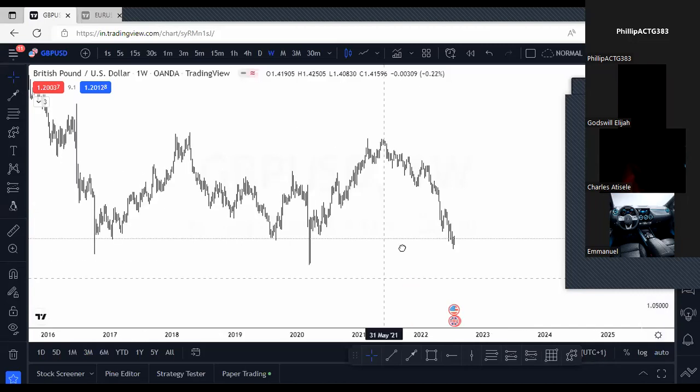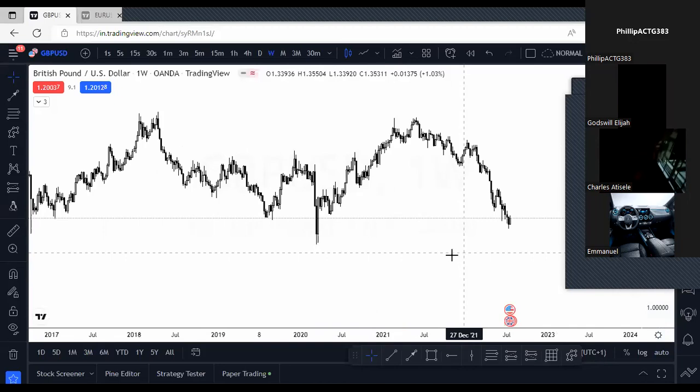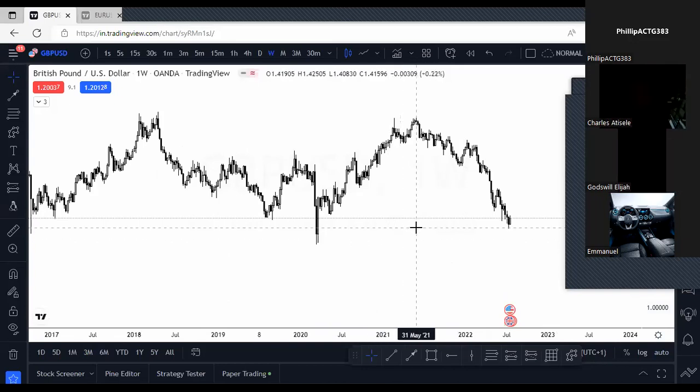So take for instance, this is the GBP, and I must say that the divergence tool can work on any time frame. If you can spot it on the weekly time frame, oh, that's very good, because it is going to play out for a long period of time.